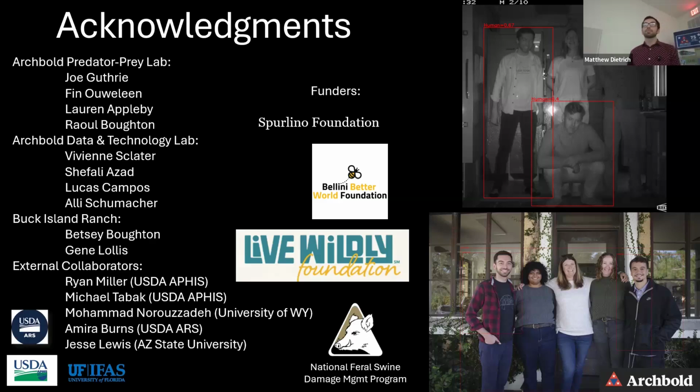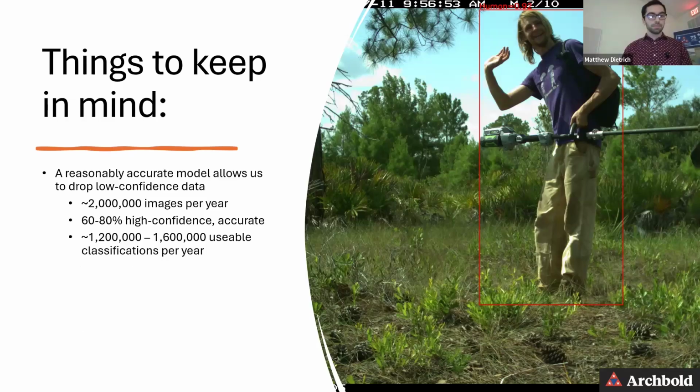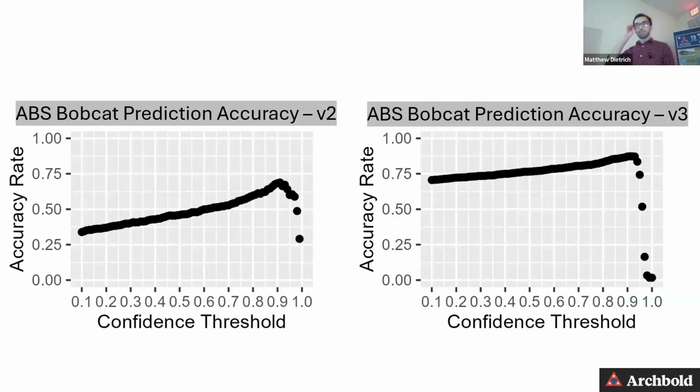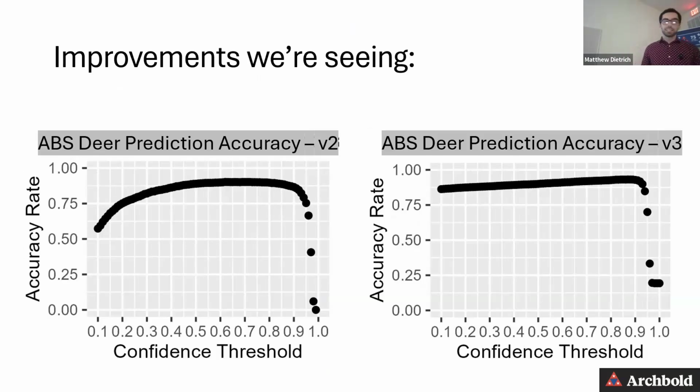I was wondering if you could go back to the 2 graphs between version 2 and version 3 that you showed. And I just wanted to sort of, if you could help me walk through, no, the one before this. Okay. Why did version 2 have bad accuracy at low confidence threshold, and then it gets better?